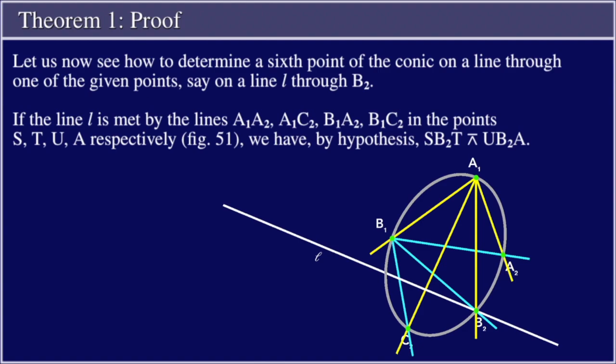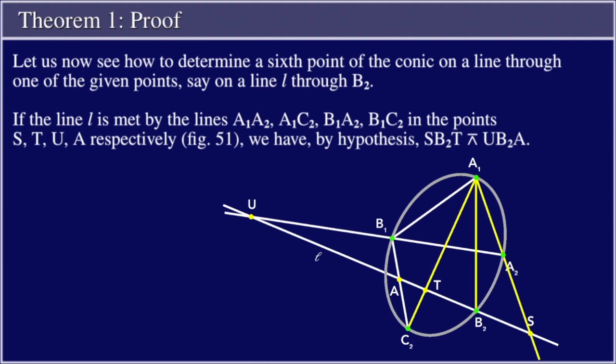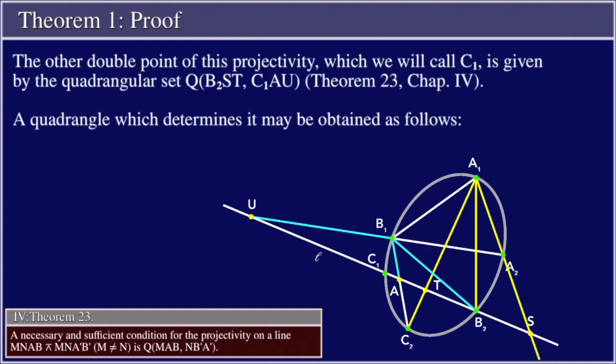If the line L is met by the lines A1A2, A1C2, B1A2, B1C2 in the points S, T, U, A, respectively, Figure 51, we have, by hypothesis, SB2T projective with UB2A. The other double point of this projectivity, which we will call C1, is given by the quadrangular set Q of B2ST, C1AU, Theorem 23 of Chapter 4.